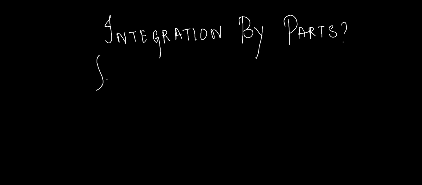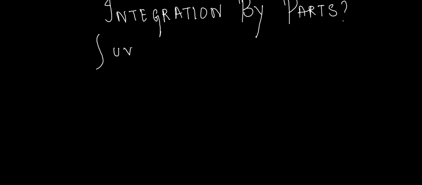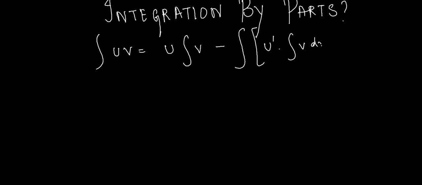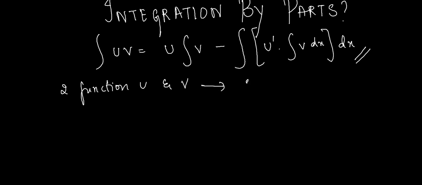The formula is: integration of uv is nothing but u integration of v minus integration of differentiation of u into integration of v. So here let's derive this formula first. For that we need to consider two functions u and v which belong to a single variable x. You can take it as y as well, but in this video we are taking it as x.